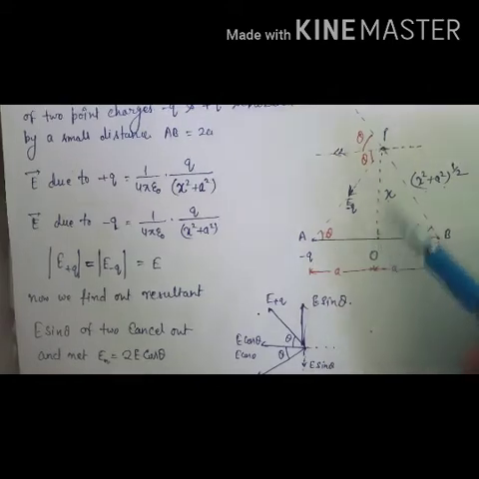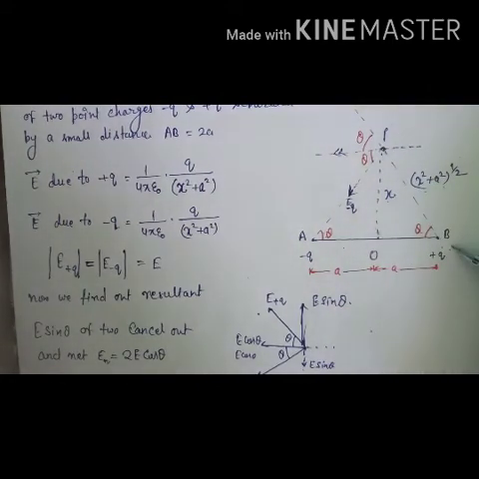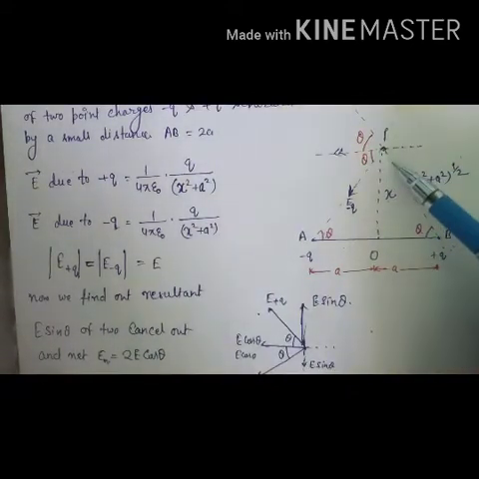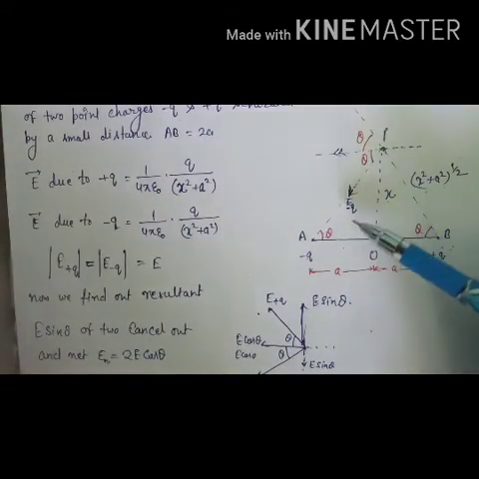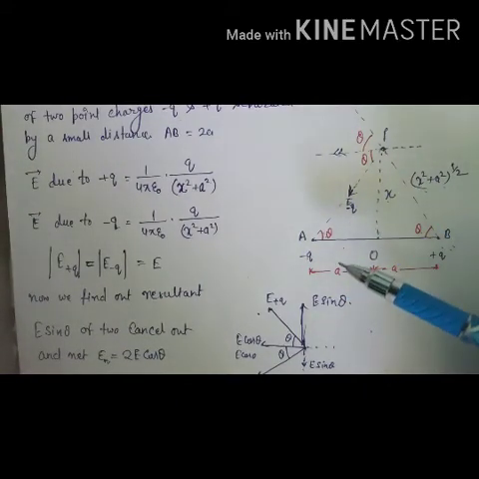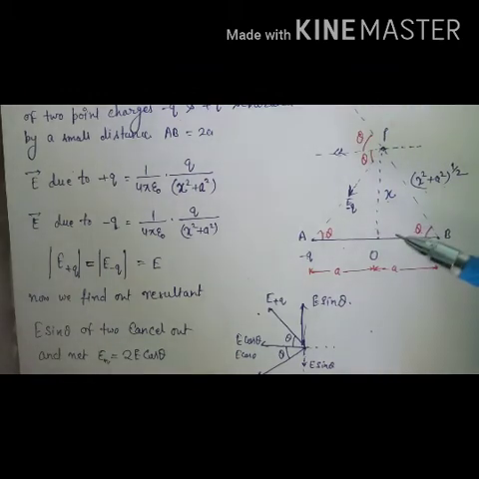So the electric field intensity at P due to plus q is 1 upon 4 pi epsilon naught q upon x square plus a square, and the electric field due to minus q is equal to 1 upon 4 pi epsilon naught q upon x square plus a square. These two, the electric field due to plus q and due to minus q, are equal in magnitude.